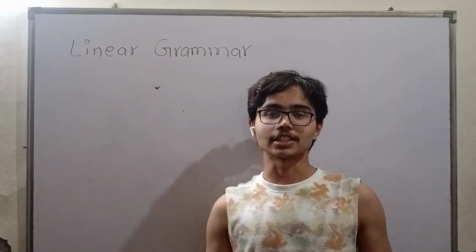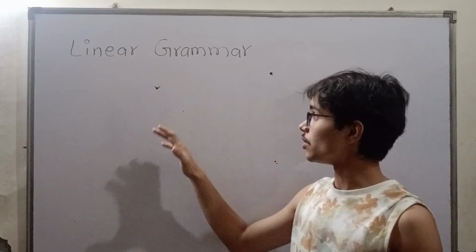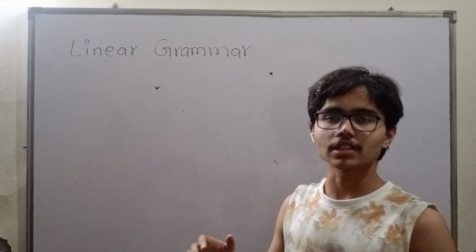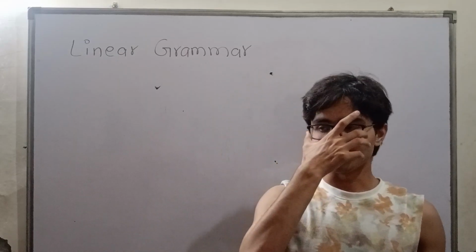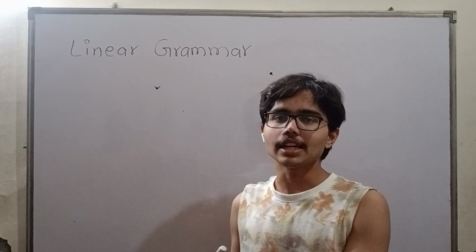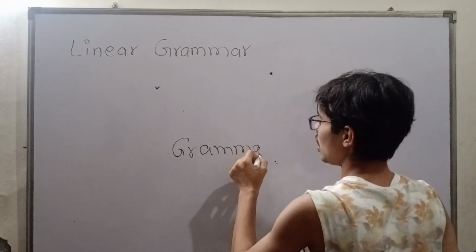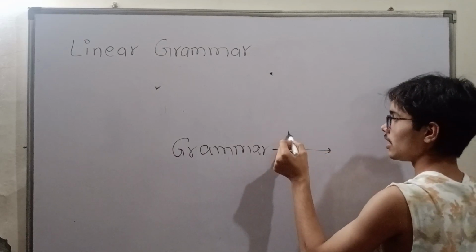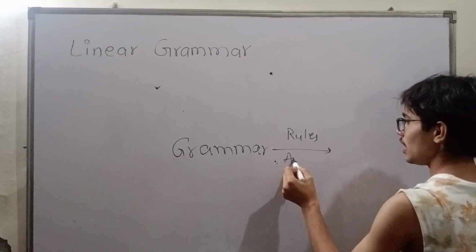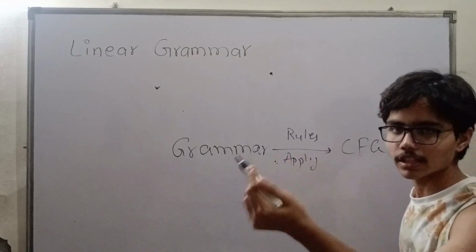In today's video, we are going to study linear grammar. Before that, let's recall what we studied previously. Previously, we studied grammars. What is a grammar? Then we studied that when we apply certain restrictions on a grammar, it results in a context-free grammar. Firstly we studied grammar, then we applied certain rules, and those rules result in a context-free grammar. You can see this in the previous video.